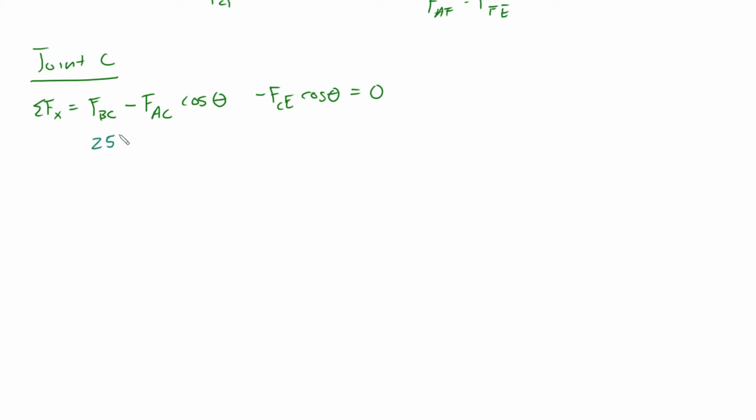So we could say that 25 equals FAC cosine of theta plus FCE cosine of theta. And we could do that: 25 equals (FAC plus FCE) cosine of theta. And we could use this later to solve the system of equations that we're going to have.